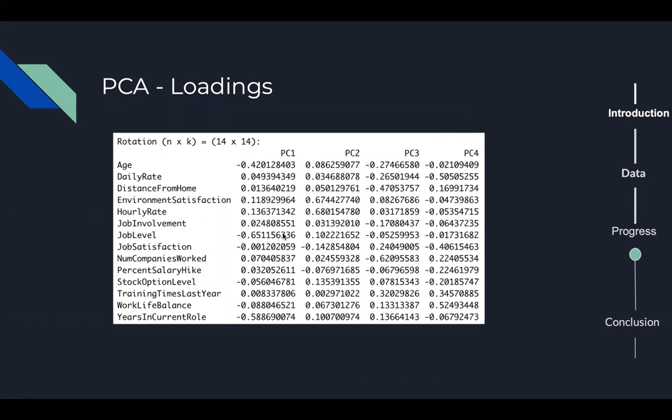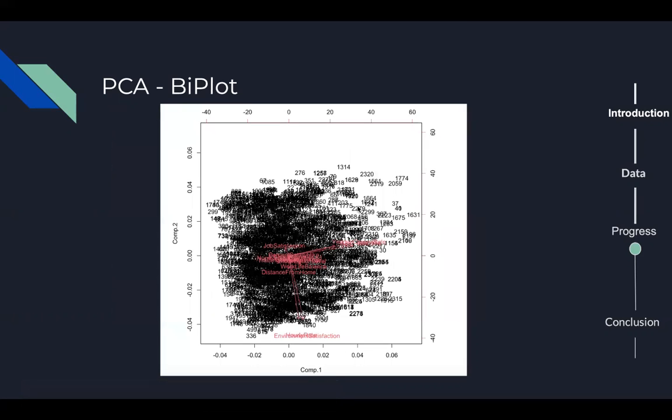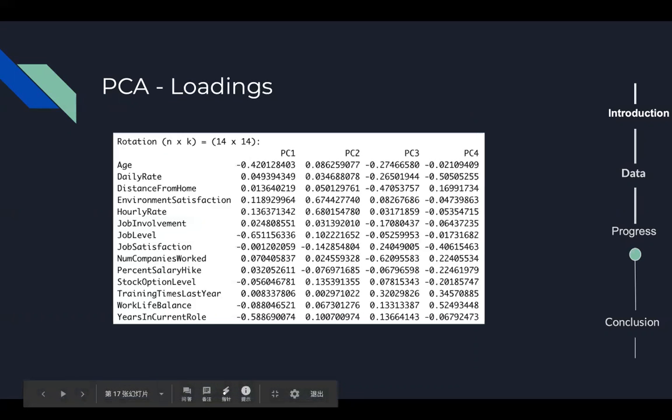Job level, pretty large. Sorry. Years in the current role, pretty large. Exactly match this small group. They go far away from component 1, which means these three variables strongly contribute to component 1.